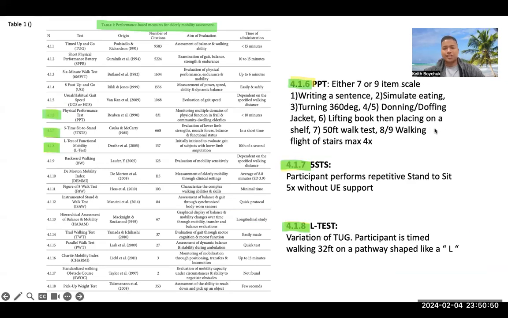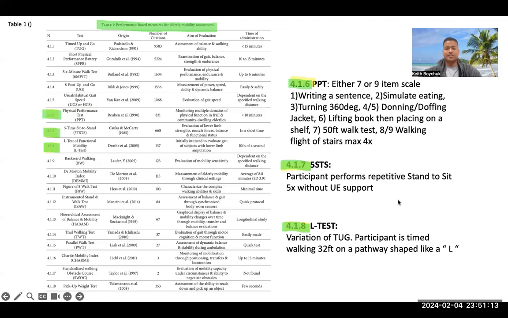Physical Performance Test. This one, once again, has a lot of other components with it. The big thing to take away is that even though there is quite a bit done, these are functional training assessments. It takes less than 10 minutes, so that's not too bad. It's about as long as this presentation, essentially.